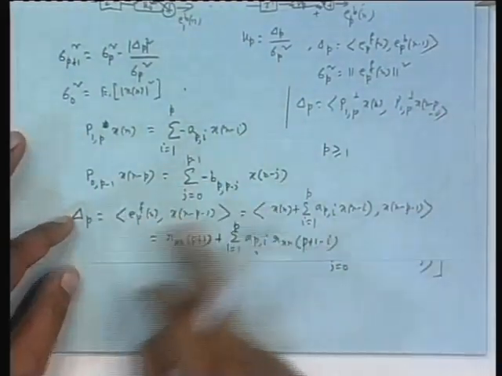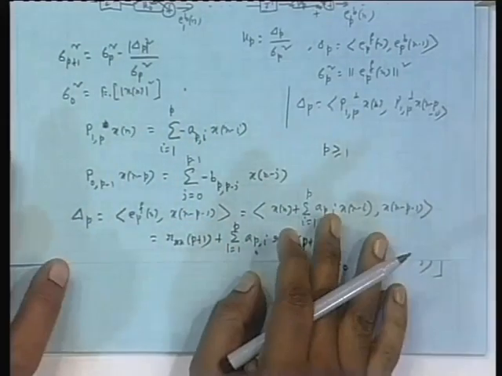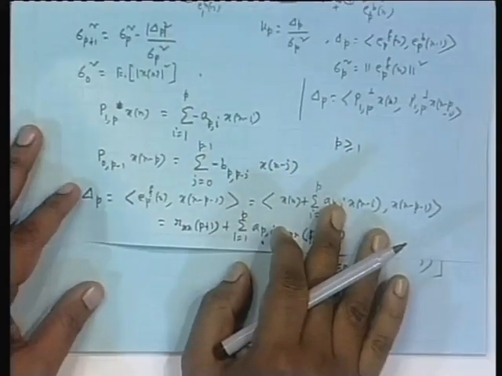And all my samples are independent. All x n, x n minus 1, x n minus p, all samples are linearly independent. And therefore, I can equate the coefficients. You understand?